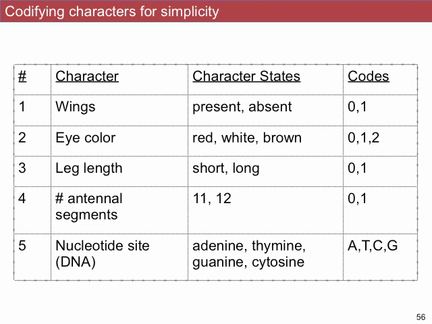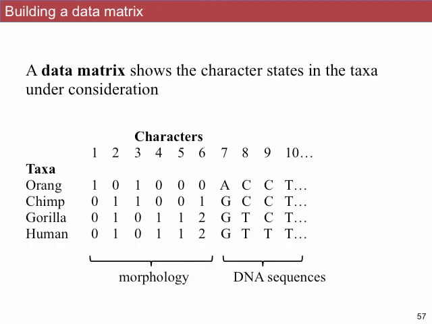So there are lots of characters you could use for whatever taxa that you're interested in. We've shown a few examples here, so you could use flight or presence of wings as your character, and the character states could be present or absent. You could use eye color or leg length, any of these things. What we're going to focus a lot of attention on is DNA data, as they did in the video, because we can generate lots of it, and it turns out to be very useful for phylogenetic reconstruction. But in theory and in practice, you could use any type of data.